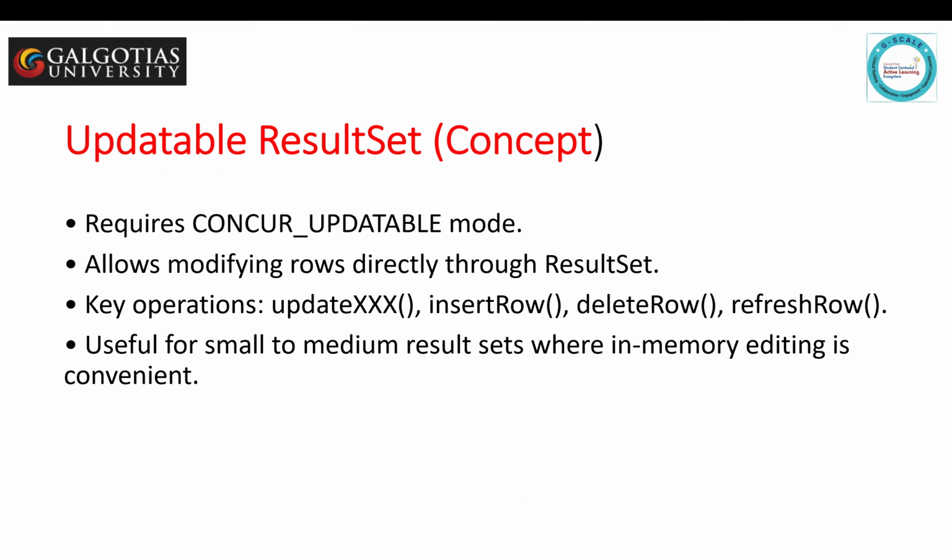Updatable result sets allow us to modify data directly in memory. Using update methods, you can change values. Insert row method adds a new row. Delete row method removes a row. And refresh row method reloads data from the database. This is useful for small to medium size data sets.